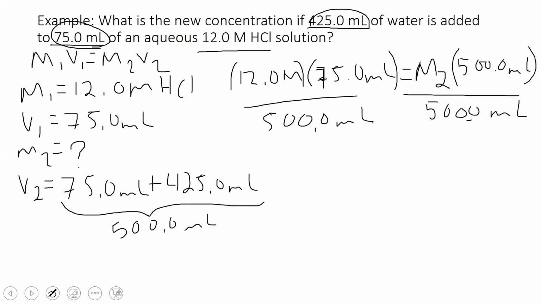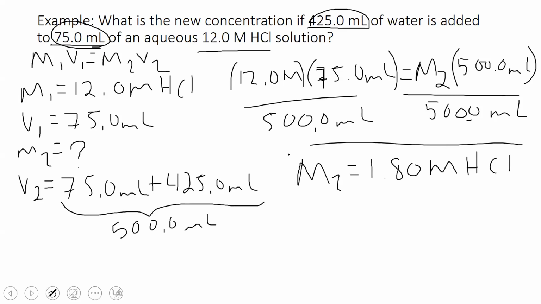Right? And you should come out with a value along the lines of M2 is going to be 1.80 molar HCl. Okay. So that's sort of the second way that these questions can be asked.